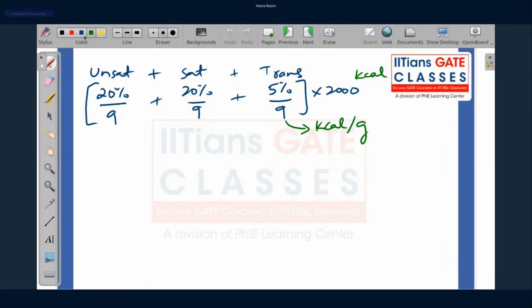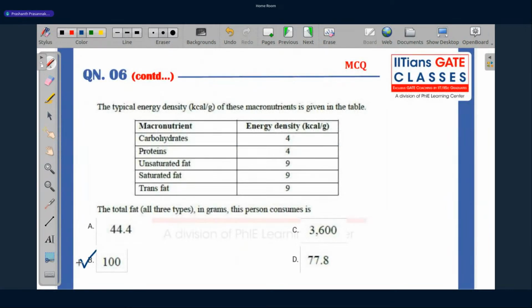So simplifying, I'll be getting common denominator is 1 by 9. 20% plus 20% plus 5% is 45%, which is 0.45, and multiply by 2000 again. So 9 5s are 45, this comes to 100. And 100 is option B. Okay. And moving ahead.